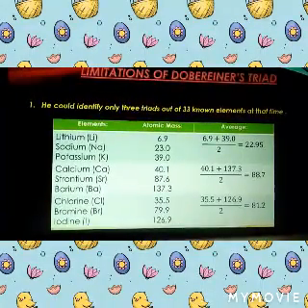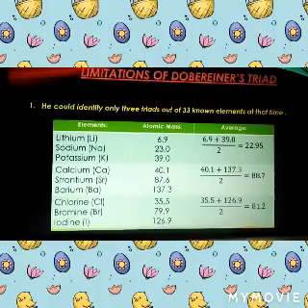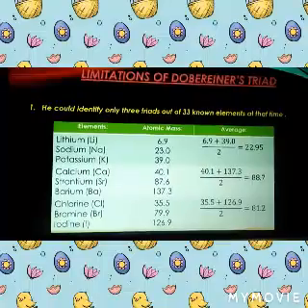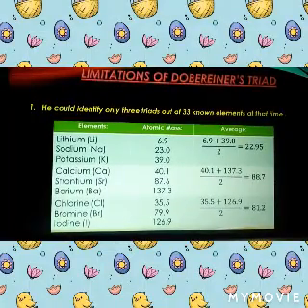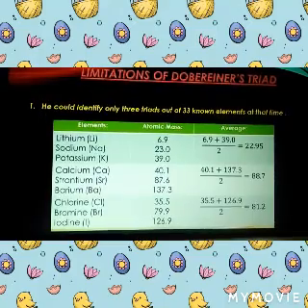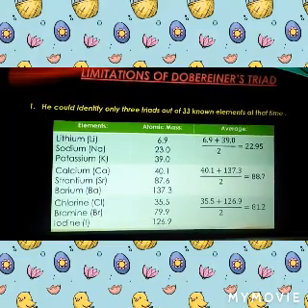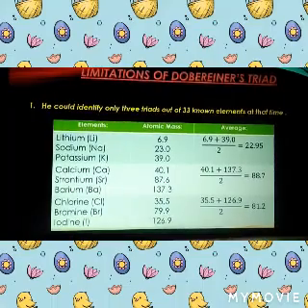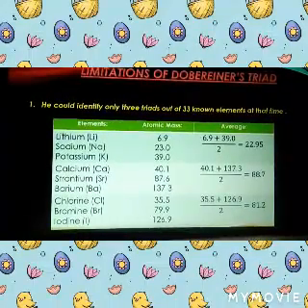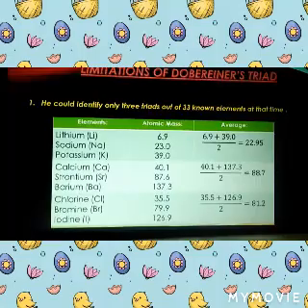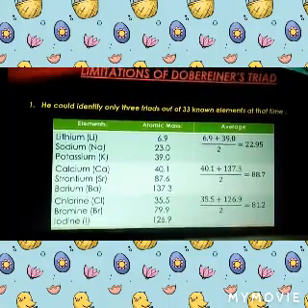But there are some limitations also. That's why the Döbereiner triad is not accepted. The first limitation of Döbereiner's triads is he could identify only 3 triads out of 33 known elements at that time. It means there were 33 elements at that time, but out of them he had made only 3 triads. And if we count, 1, 2, 3, 4, 5, 6, 7, 8, 9, only 9 elements were here. What to do with the other elements? This is the first limitation.